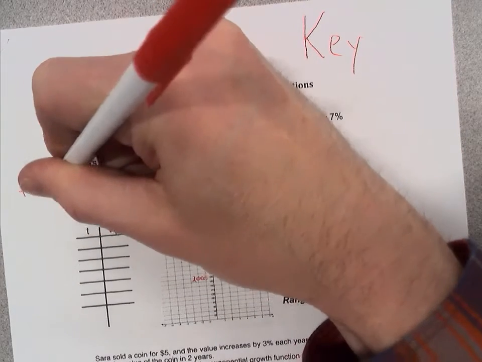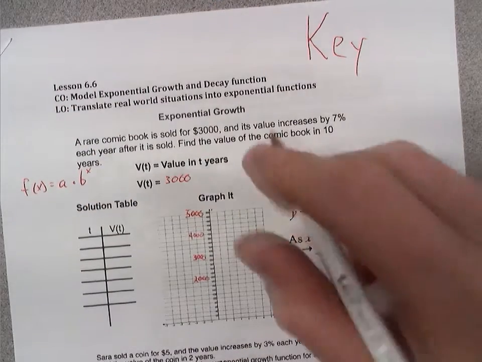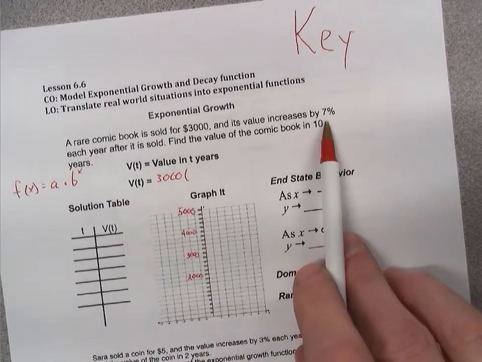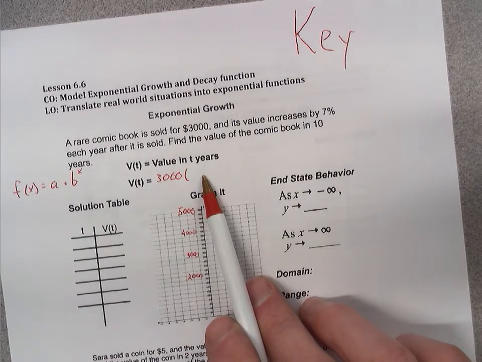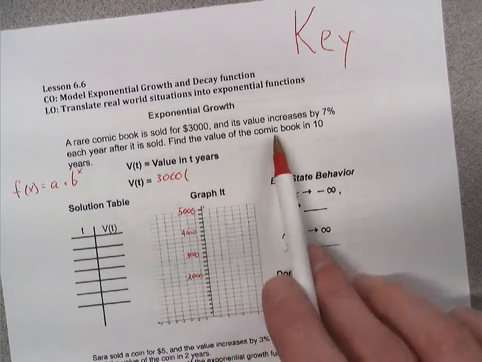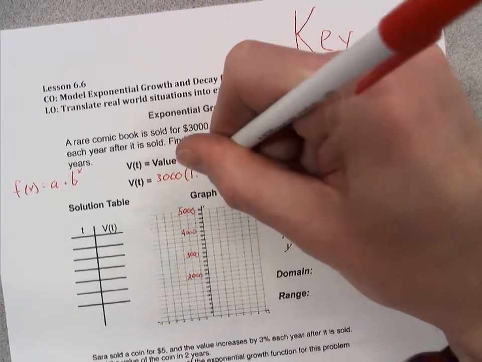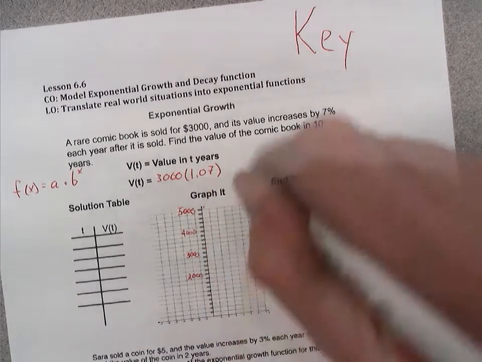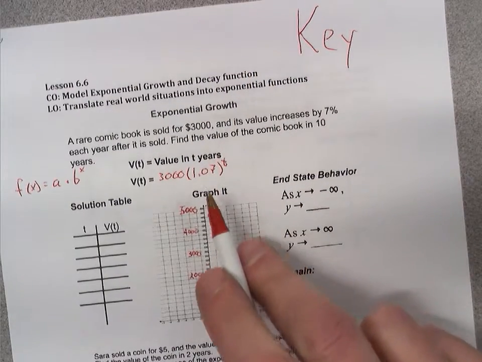As a reminder, it's f of x is always equal to a times b to the x power. And then that's going to be multiplied by the increase. It's going up by 7%. Now be careful, once again, don't put 7% in here. We have to remember it's going up by 7%, which means that we're multiplying it each and every time by 107%, or 1.07. So that's 107% as a decimal. And then that is going to be to the t power, which is time. So every year that it goes up.